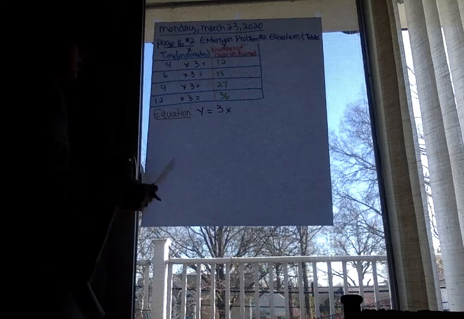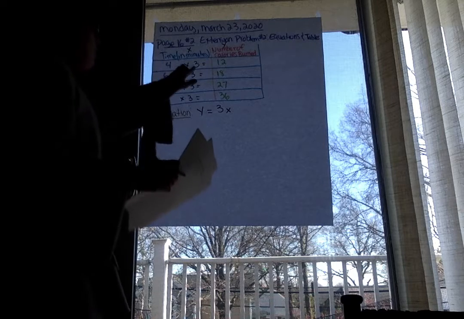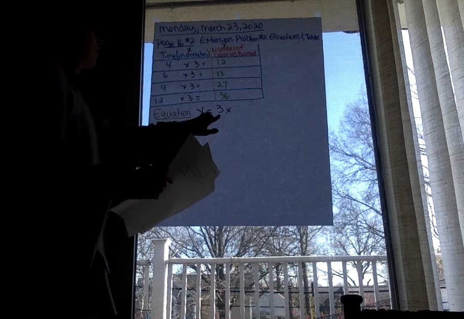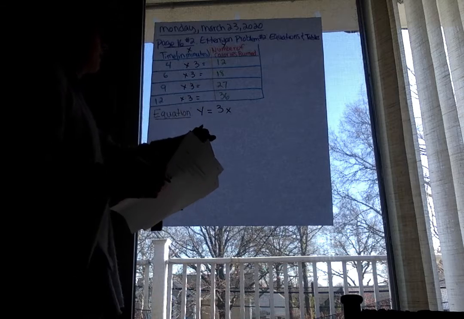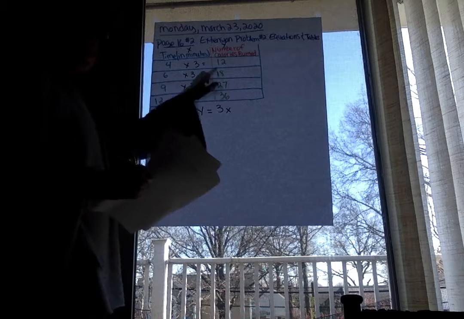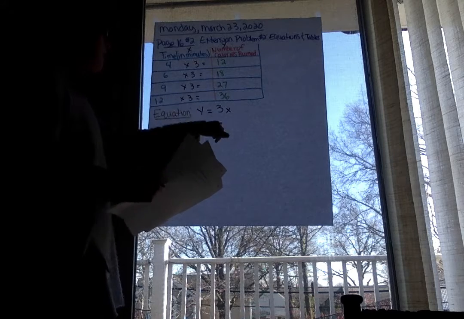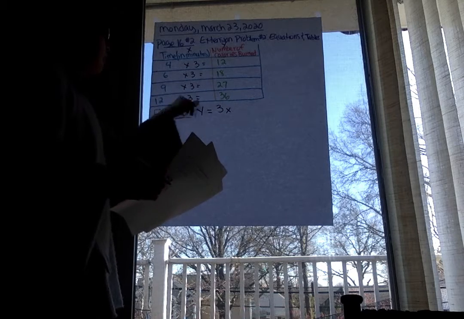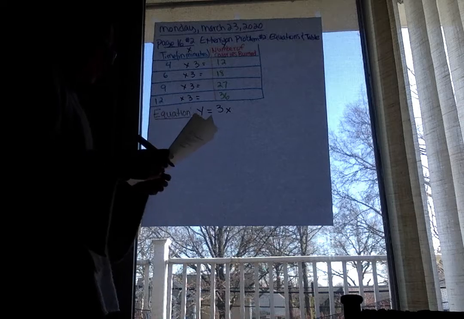So for example, if X was 4, 4 times 3 should give me 12. And 3 times 4 is 12, therefore that's correct. So 3 times 6 gives me 18. 3 times 9 gives me 27 for Y. And 3 times 12 gives me 36. So that is the equation.